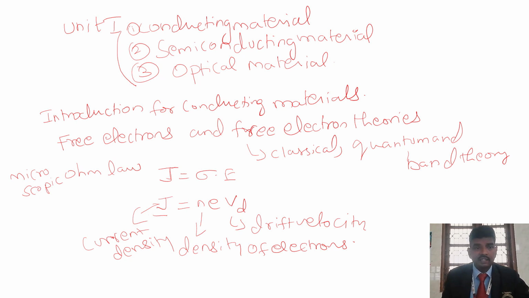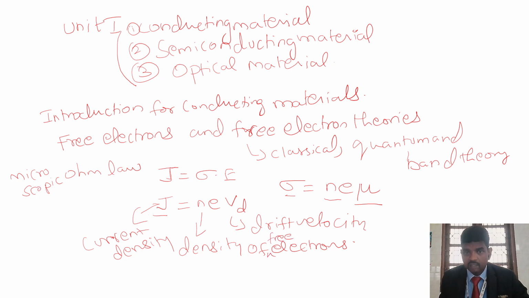So like that, these relations you have to keep in mind. Apart from that, sigma is equal to n e mu. From this, sigma is electrical conductivity, mu is mobility, and n is the density of free electrons, not the total number of electrons. And e is the electronic charge, which is constant.